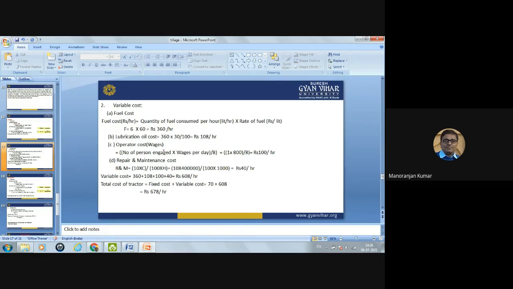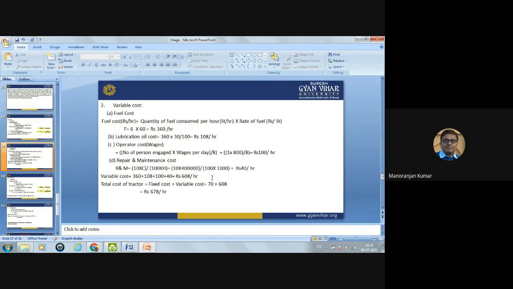And lastly, repair and maintenance cost. For a tractor, it is taken as 10% of initial investment. So 10 into C, the initial investment, 4 lakh, into H, the number of working hours. It is coming 40 rupees per hour. Now add fuel cost, lubrication oil cost, operator cost, and repair and maintenance cost. The total variable cost is 360 plus 108 plus 100 plus 40, which gives rupees 608 per hour.